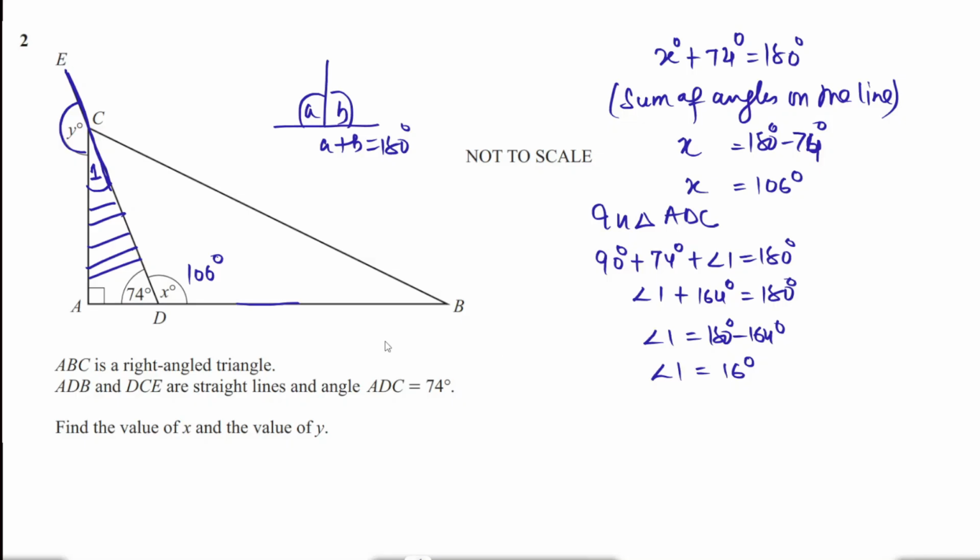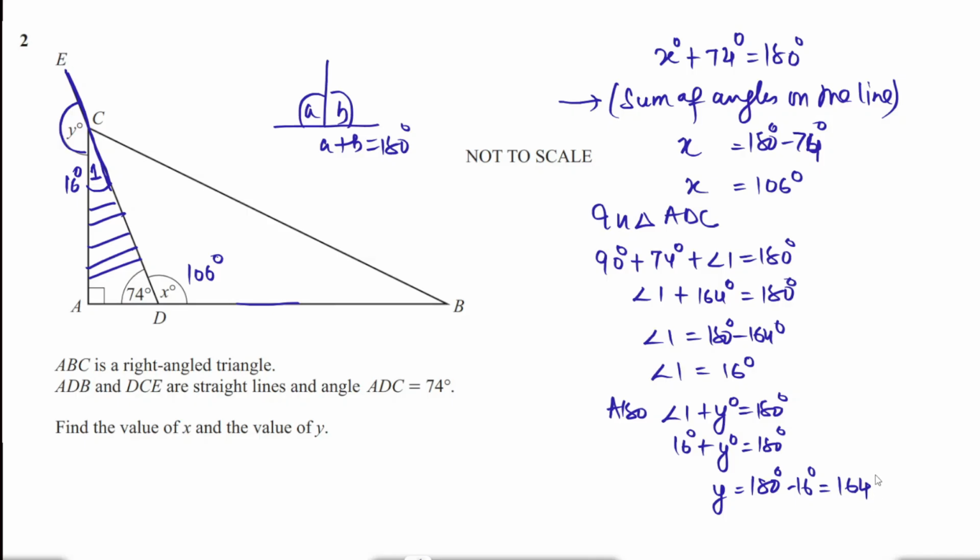We got angle 1 equal to 16 degrees, and angle 1 plus y degrees equals 180 degrees, because the reasons have already been written here. If you take 16 to the other side and subtract, y comes out to be 164 degrees. That is the answer.